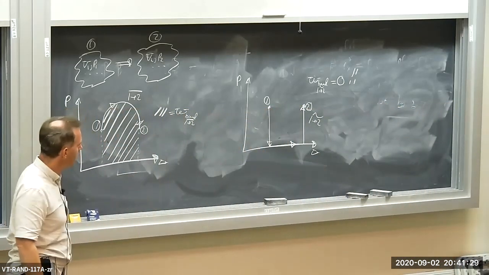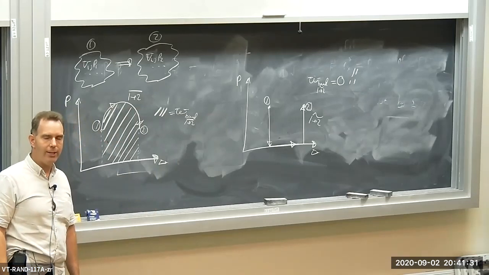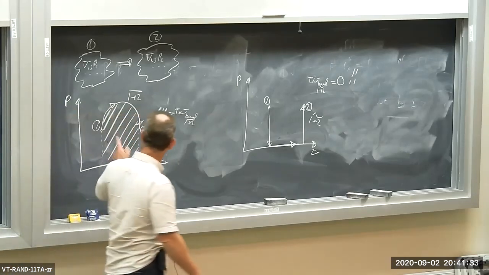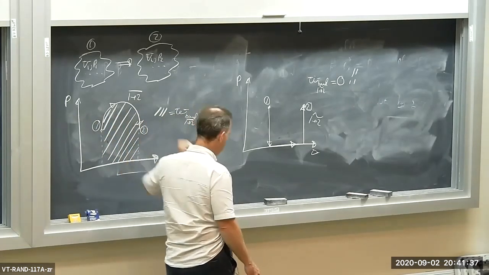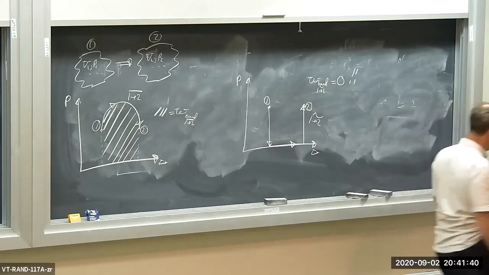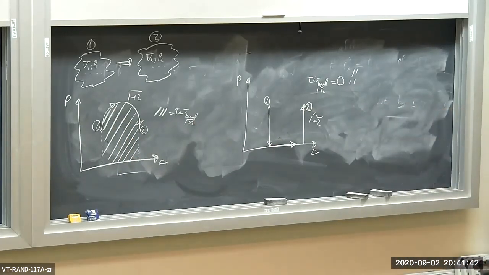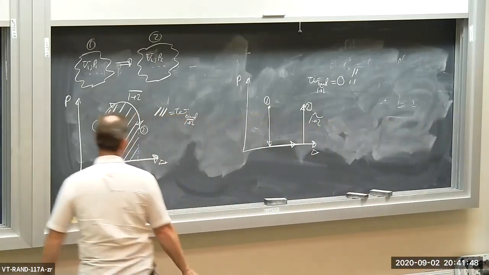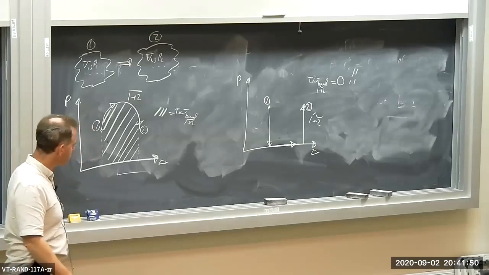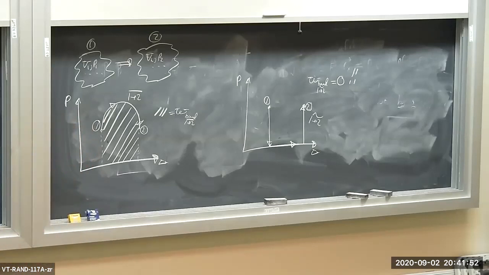Okay? This is why work is a path function. It depends not on the end state, but on the path taken during the process. Okay? Not just on the end state, it is path dependent as well. If work is path dependent, it is a path function. Okay? Now let's do a little example here.